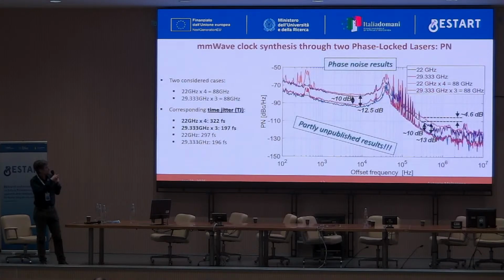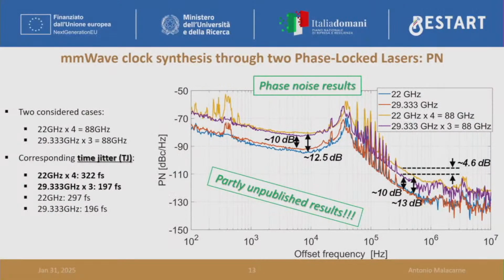So here, the phase noise results. Of course, if you compare the yellow and the violet curves, the reason why the violet behaves better in the high offset frequency regime is because the multiplication factor is lower. It's ×3 instead of ×4. Since you start from a phase noise that in that regime is basically the same, you get a better result.